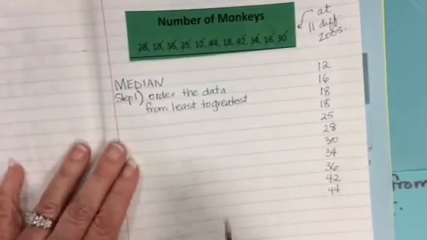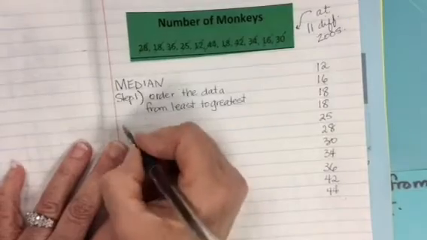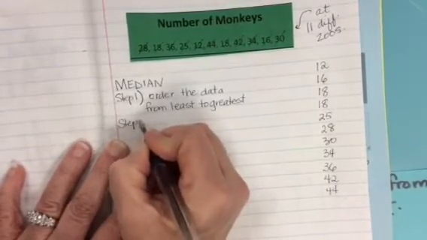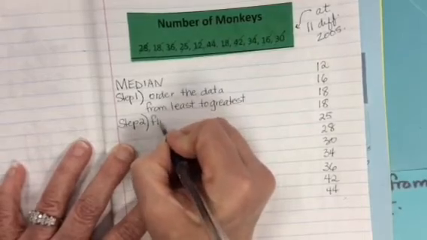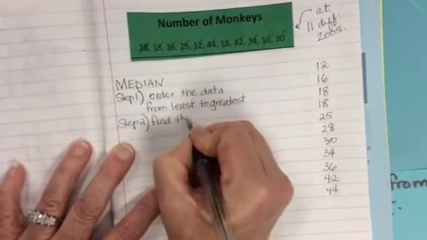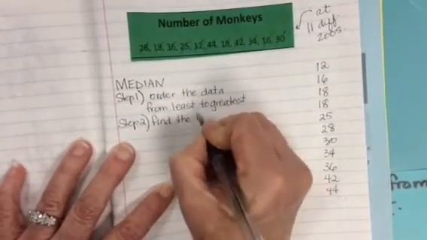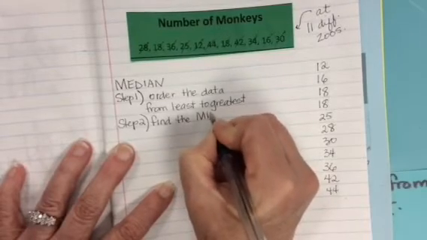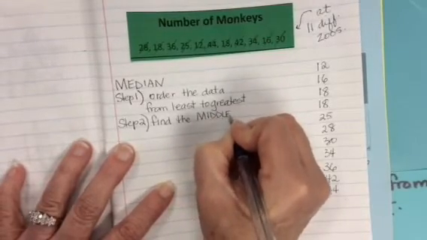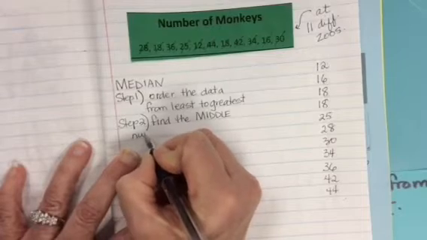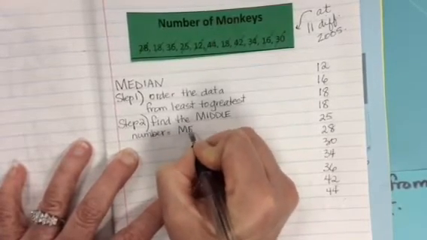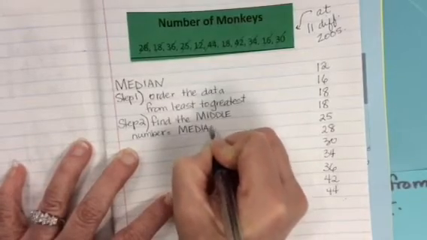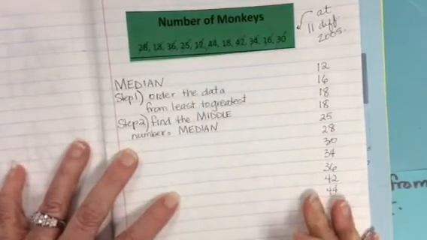That's step 1. Okay, step 2 is to find the middle. Find the middle number, and that will be your median.